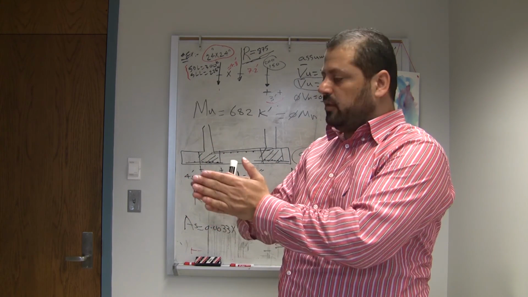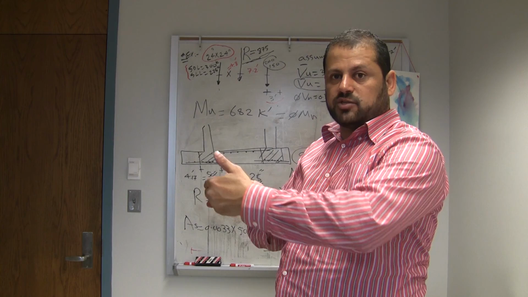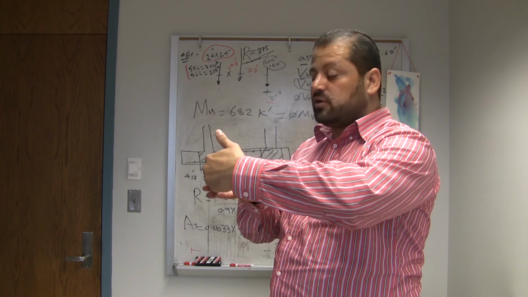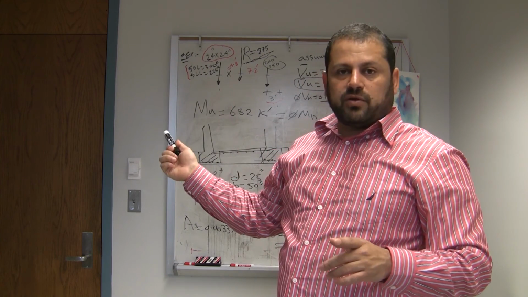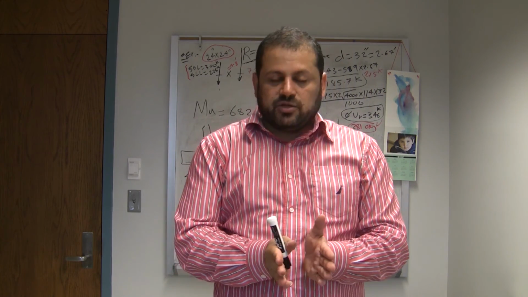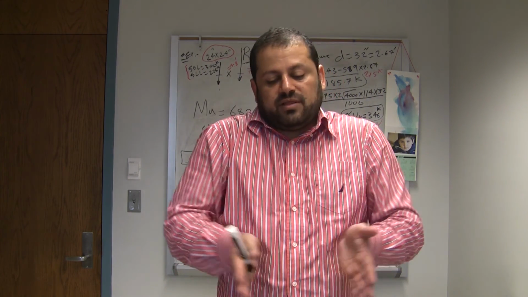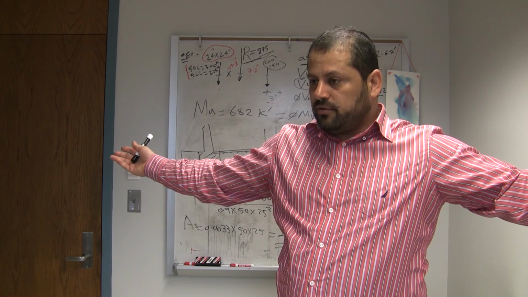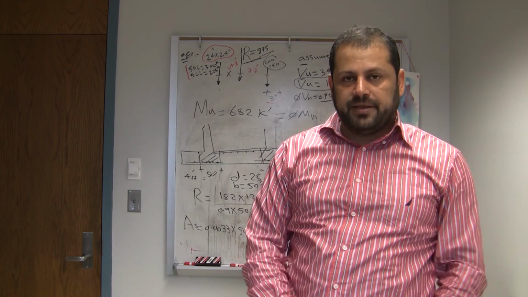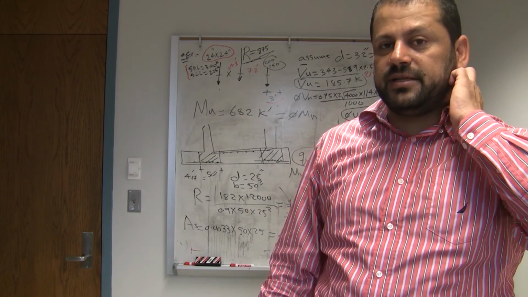Sometimes you are limited with the width of the column, so that's why you are forced to combine both of them. Sometimes you don't have a requirement behind one of the columns. You just have a limitation or constraint on the width. You cannot have more than 6 foot, so you are forced to have a very long combined footing. Okay, so that's it for the reinforced concrete design.